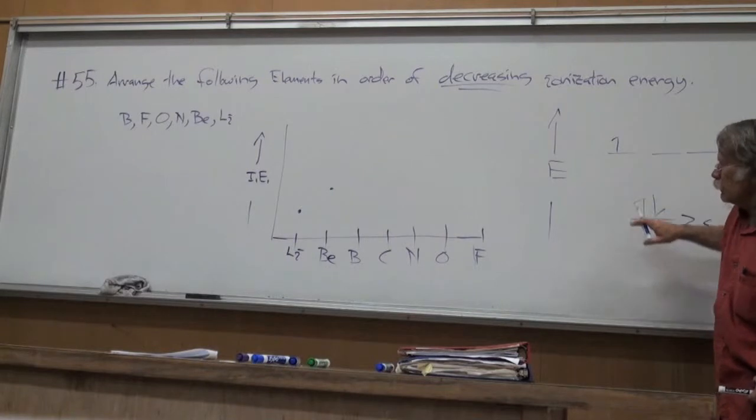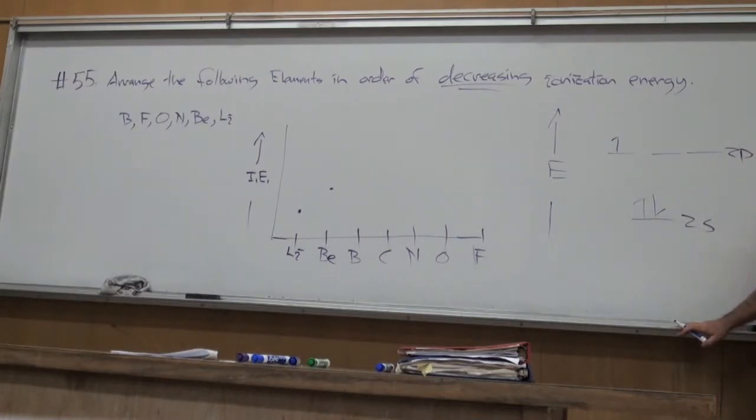Is it going to be easier to remove? Yes. Why? It's higher in energy. It's a p orbital. What do the p orbitals look like again? Dumbbells. They look like this. An s orbital doesn't look like that. An s orbital has significant electron density near the nucleus. The p orbitals have no electron density near the nucleus.